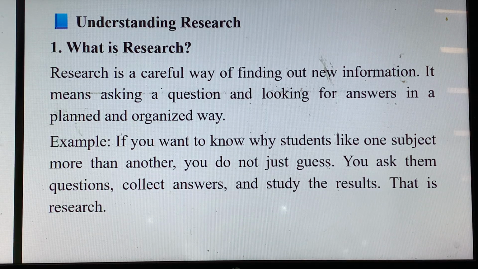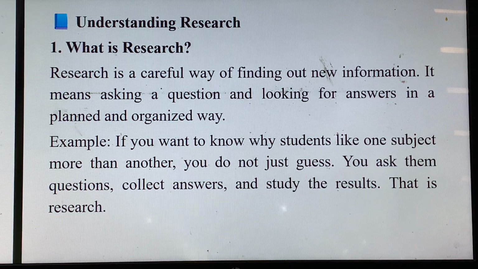If you want to know why students like one subject more than another, you do not just guess. You ask them questions, collect answers, and study the results. That is research. So if you want to know why I like A more than B, first of all, you ask questions about it. I will answer you. You will analyze the answers that I give you. Then, based on some trends or patterns that pop up from my answers, you will know why I like A more than B. And when you do that, you have embarked on research.